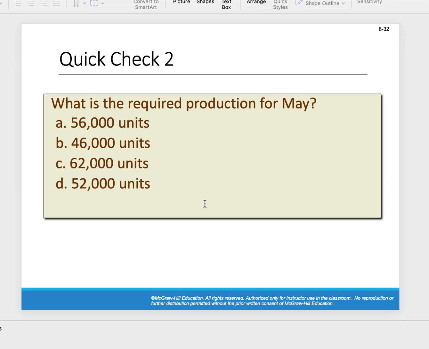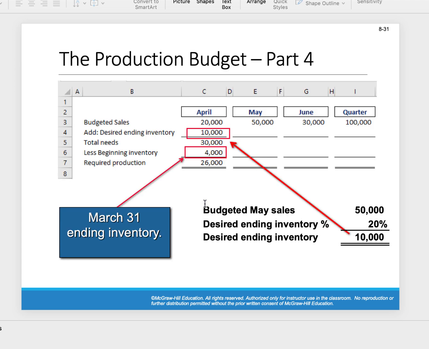Okay? So, what's the required production for May? Well, let's go through this. And bear with me here.